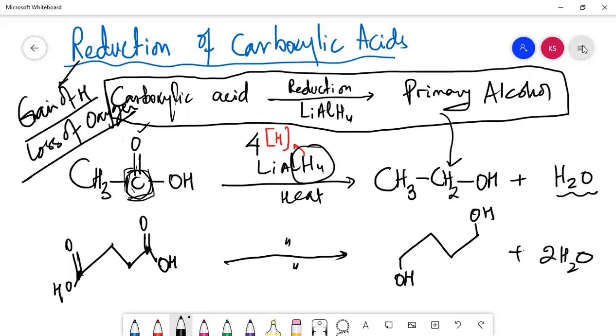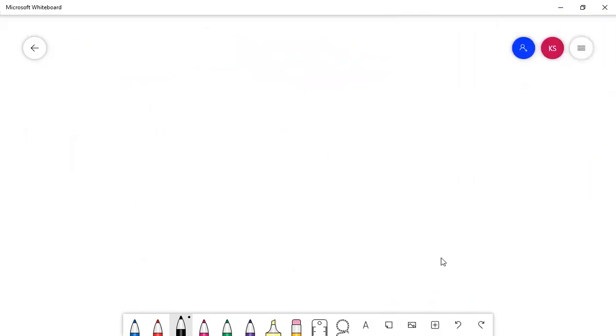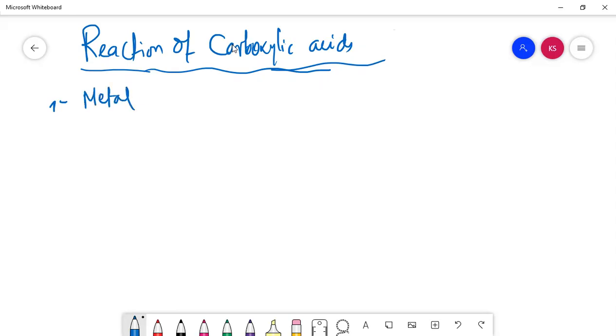So to write that, I'll be using this space. So in carboxylic acid, if you could add again reaction of carboxylic acids with, I mean, we could make it with metal oxide. Will not make it too lengthy with metal oxide, and then after this with the base and carbonate.